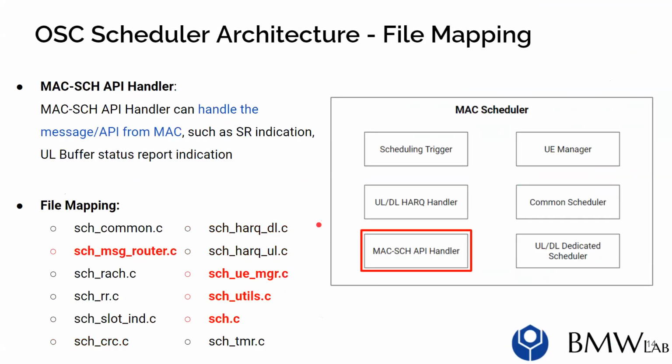And the next component is called the MAC and scheduler API handler. This handler can handle the messages and APIs from the MAC, such as the scheduling request indication or uplink buffer status report indication, these two APIs. So whenever the scheduler gets an API or message from the MAC, it will go into this component and try to process it. And it also has a file mapping.